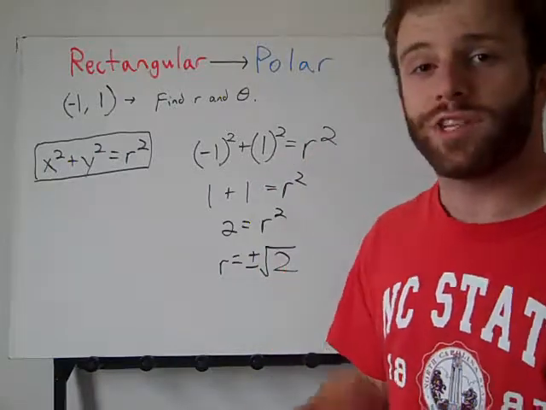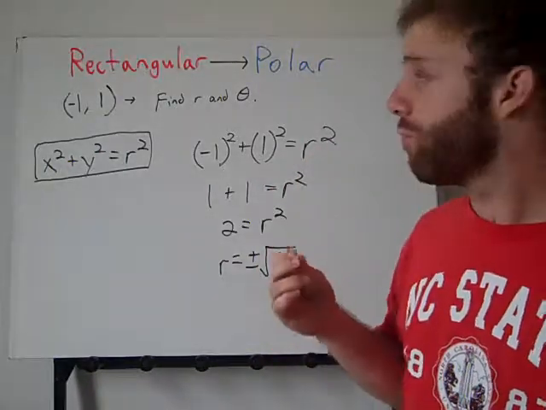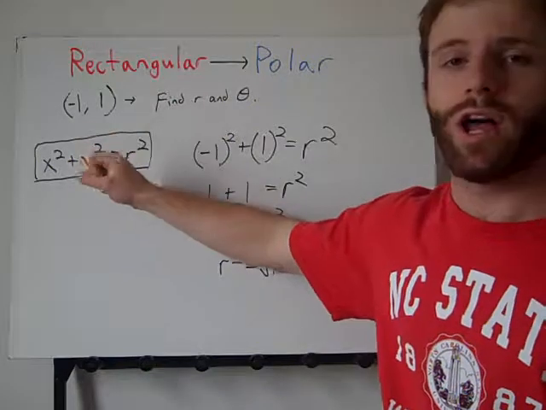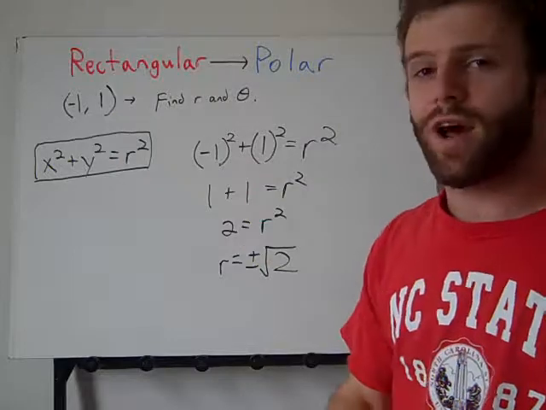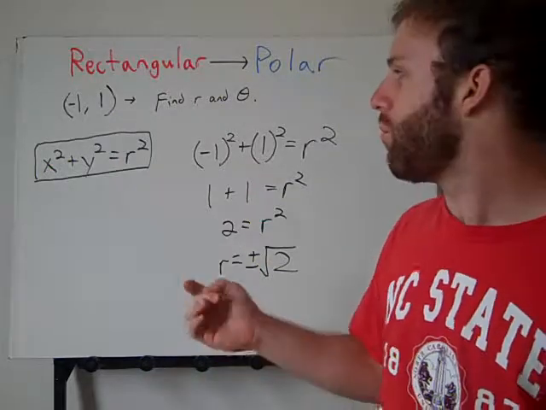Now we're going to convert from rectangular coordinates to polar coordinates. So if we're given the coordinates x and y, in this case which are -1 and 1, we want to find r and theta to represent the polar coordinates.